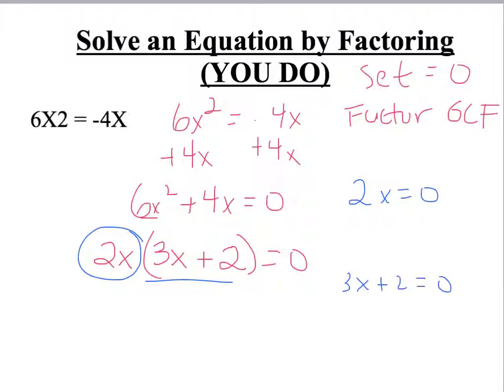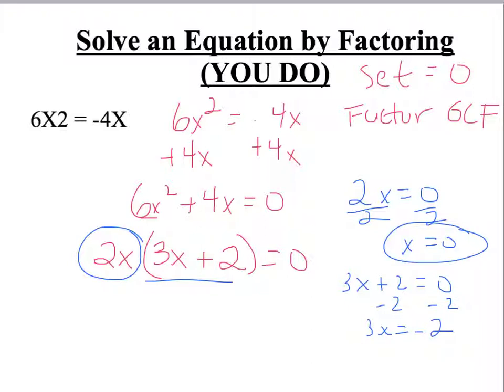So I'm going to solve for x in both of these. In the first one, x is 0. And in the second one, x is going to be equal to negative 2 thirds. So 2 answers here.